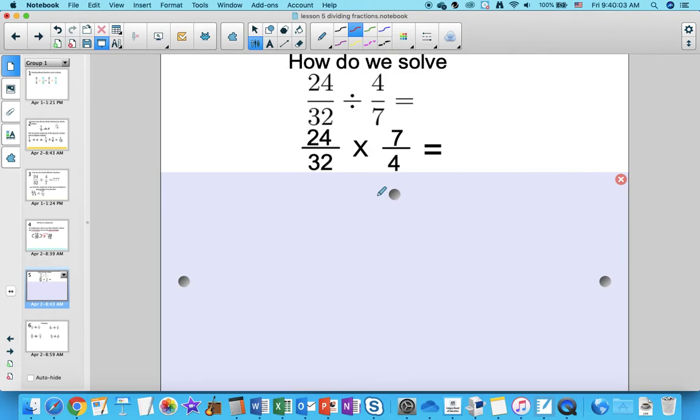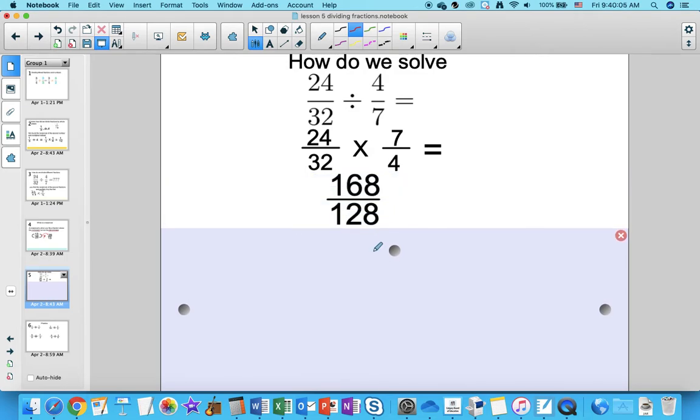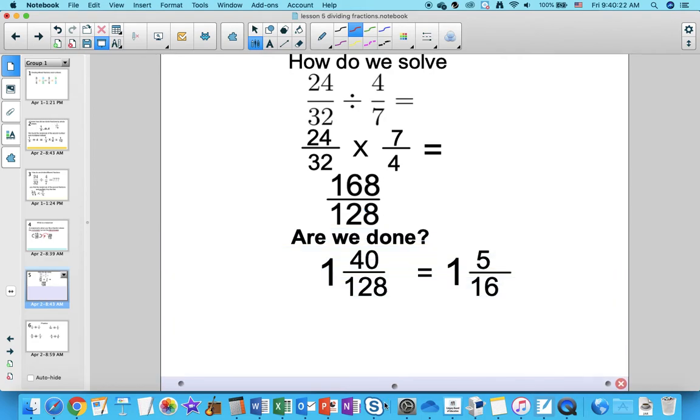Just like that, we end up with 168 over 128. Well, some of you may have noticed we're not done, right? If 168 is too big, 128 is too small. We need to make this a mixed number. This is an improper fraction, and we don't want that as our answer. So how many 128s fit into 168? That's how we fix this improper fraction.